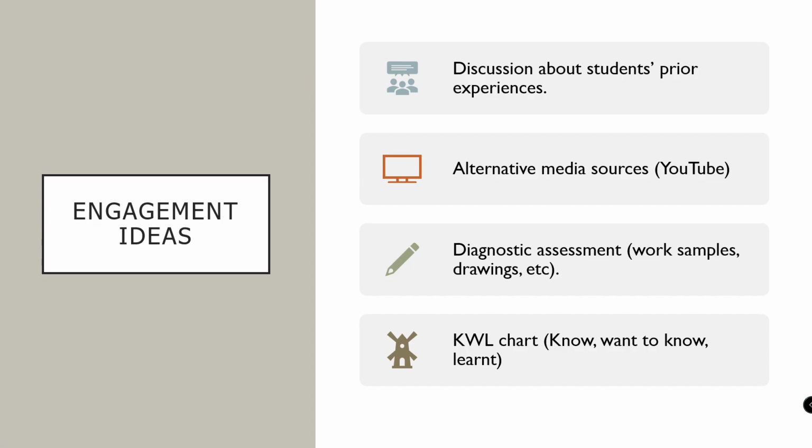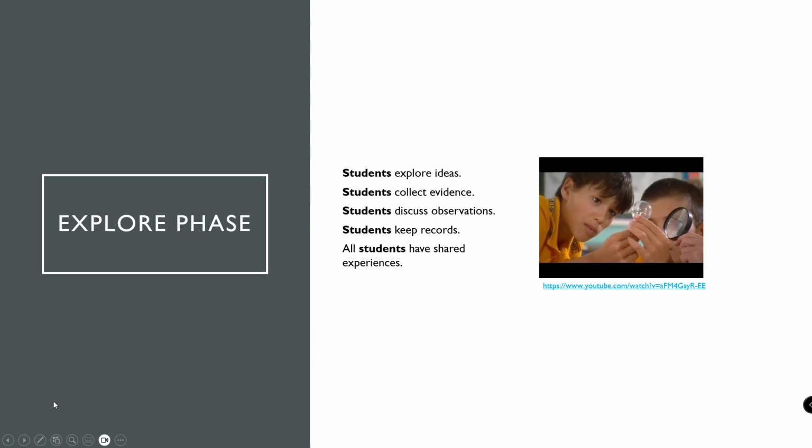Now, you can adapt this to say things like a TKWL chart, like what we think we know, what we know, what we want to know and what we've learned, or you can add an H in there as well and say what we know, how we know it, and stuff like that. So you can play around with the structure of this, is what I'm saying.